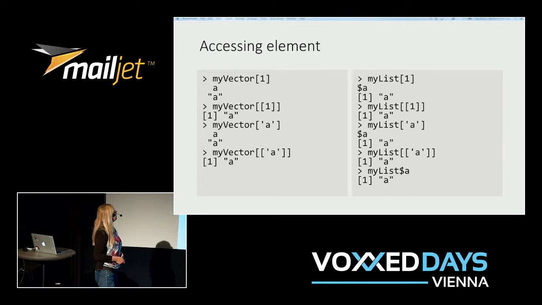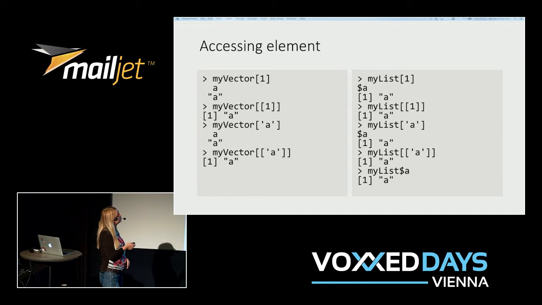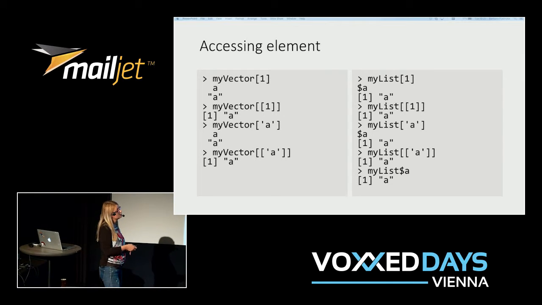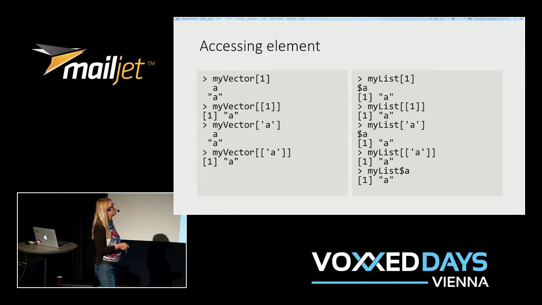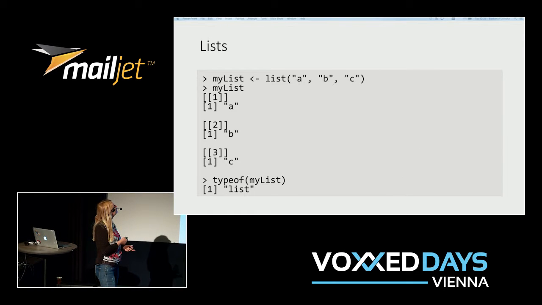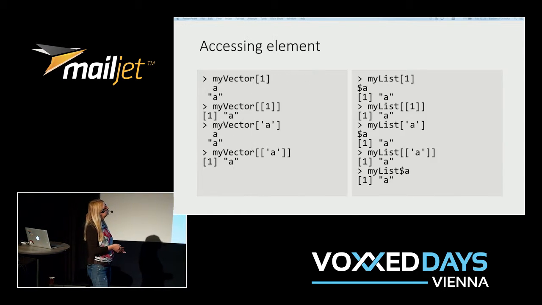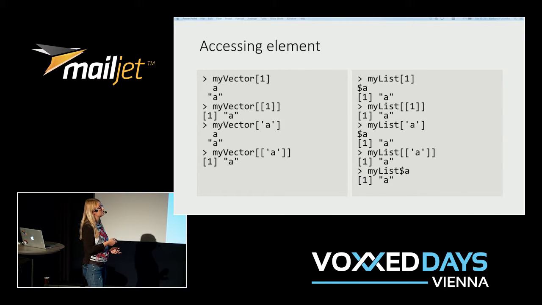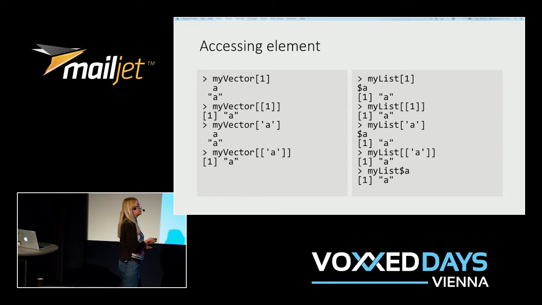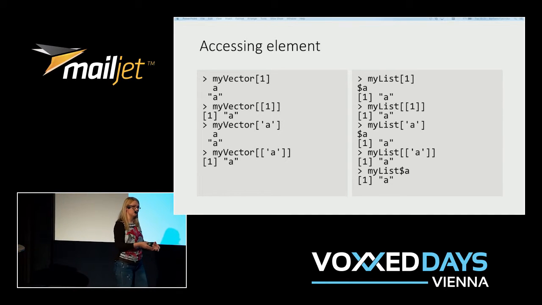If you want to access the elements, you just use brackets on vectors, double brackets. You can use double brackets on vectors. R just doesn't care if it's a vector or a list. You can use names. And with lists, if you use single brackets, you get the whole element. So in case of this list, you would get the whole element. In case of named, you get this with the dollar. If you use double brackets, you get the value inside, not the whole element, but the value.